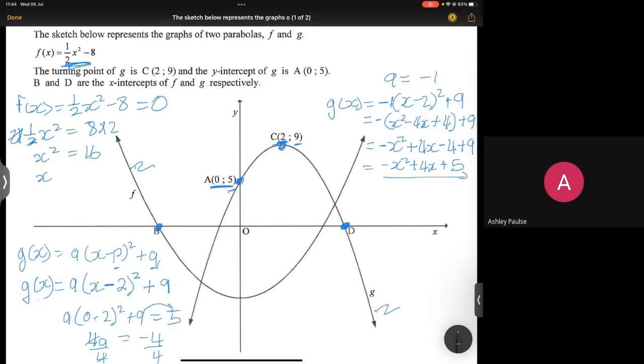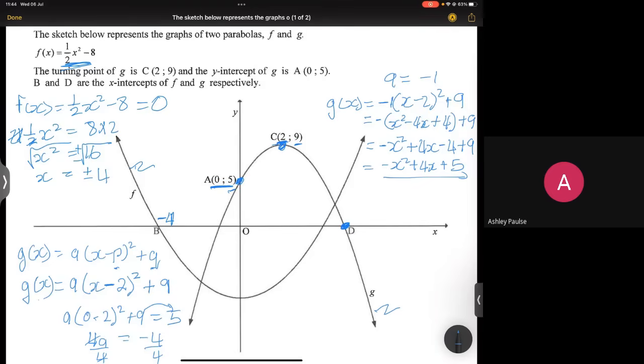So x therefore would be equal to plus or minus 4, taking the square root on both sides. x is equal to plus or minus 4. Please don't forget to say plus or minus. So which means the value at B is minus 4. Okay, so that value there would be negative 4.